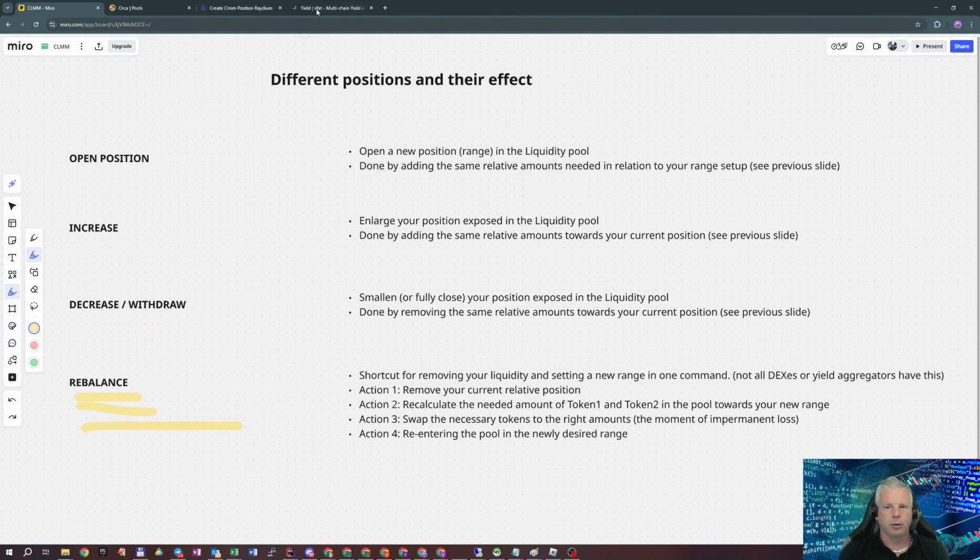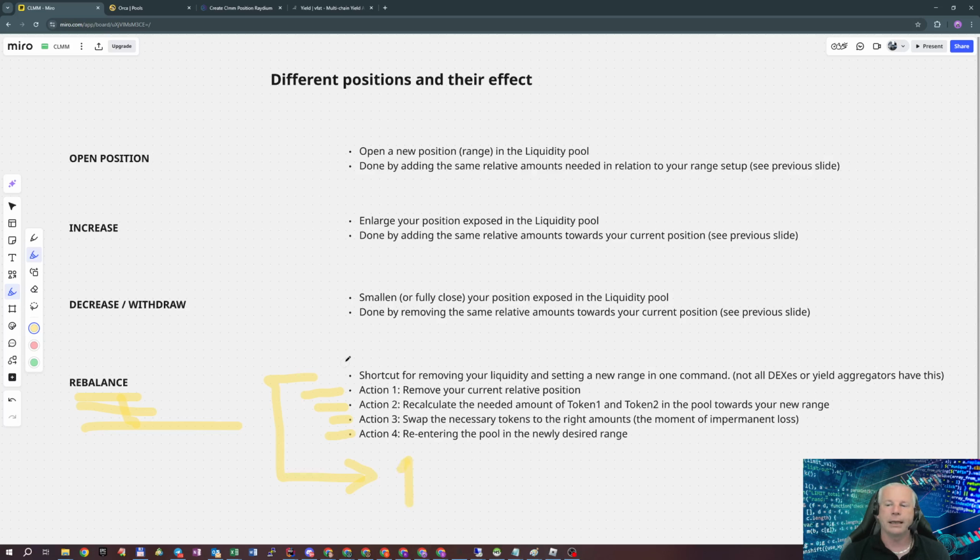But some tools, and again, like VFAT, have the functionality to actually combine it. So in your position, you can just say move to a new range position, and it will do everything for you. It will remove it from your current position. It will recalculate the optimal amount of token 1 and token 2, like the amount of Sol and USDC needed for the position. Then it will swap it to the amount which is needed, and then re-enter the pool, all done in one click.